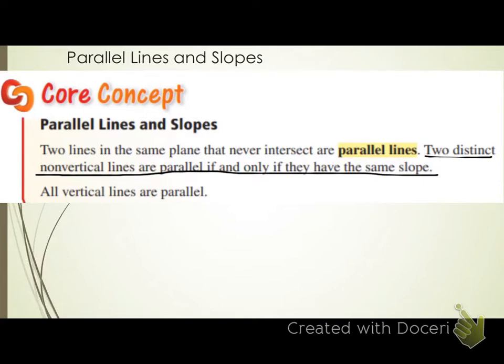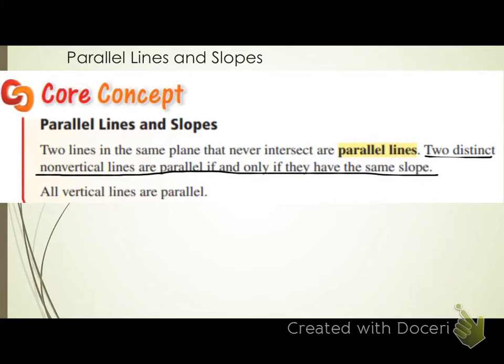So if two lines are parallel, that means they have the same slope. If two lines have the same slope, they're parallel. So remember, parallel lines have the same slope. Which makes sense, right? Because they're never going to intersect. So I want them to have the same rate of change as each other. That way they never intersect. And just a little side note, all vertical lines are parallel, as well as all horizontal lines. Those are all parallel as well.